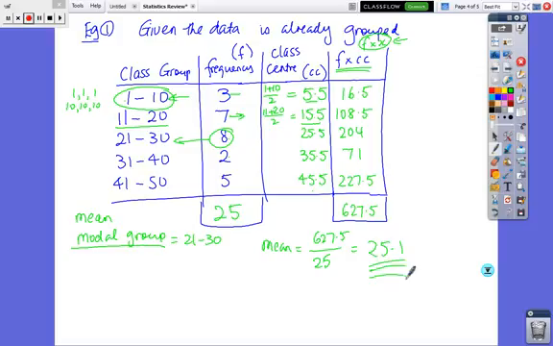The mean, even though we don't know what the numbers are, we say that the mean is 25.1, to one decimal place. So that's how you do it. We don't know what the numbers are, but we're going to say the average is 25.1. So copy that in, and there'll be some examples.